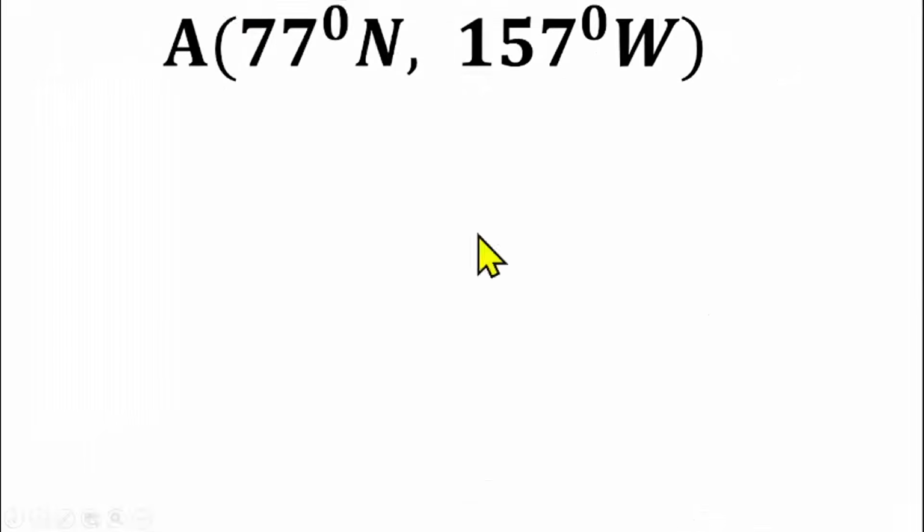Let's see the location of point A on the Earth's surface. You can pause this video and try to locate this point on the Earth's surface by yourself. Draw the circle and then locate point A by yourself. Pause this video, and after you have done it, you can play the video to see whether you are right or wrong. So I believe you have done that by now.